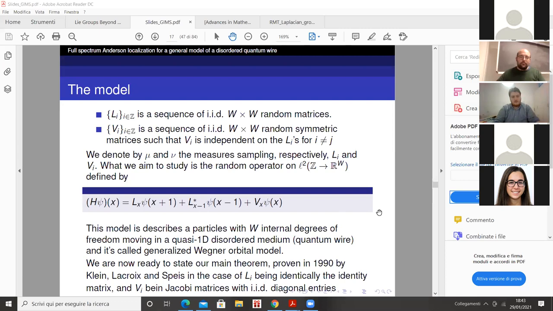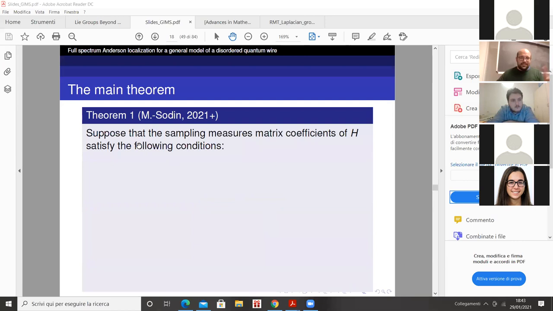Okay, so we are generalizing to this case a theorem proven by Klein, Lacroix, and Speer in the case of L_i being the identity, so basically the Anderson model on the strip, and V_i being Jacobi matrices. And this is the theorem.